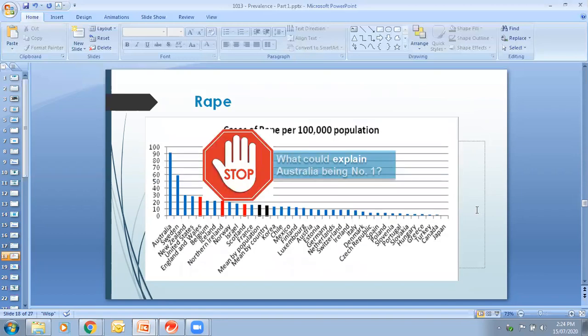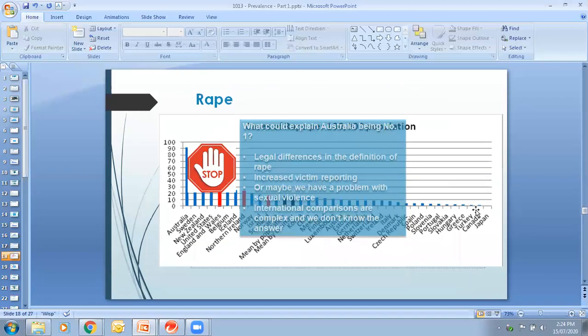Okay, so what could explain Australia being number one? I've just gone through those points for you. The legal differences in the definition of rape, increased victim reporting, or maybe we have a problem with sexual violence. I really don't think that we have as big a problem as this graph would suggest. So I think it's more down to the last point, that international comparisons are complex and we don't always know the answer.